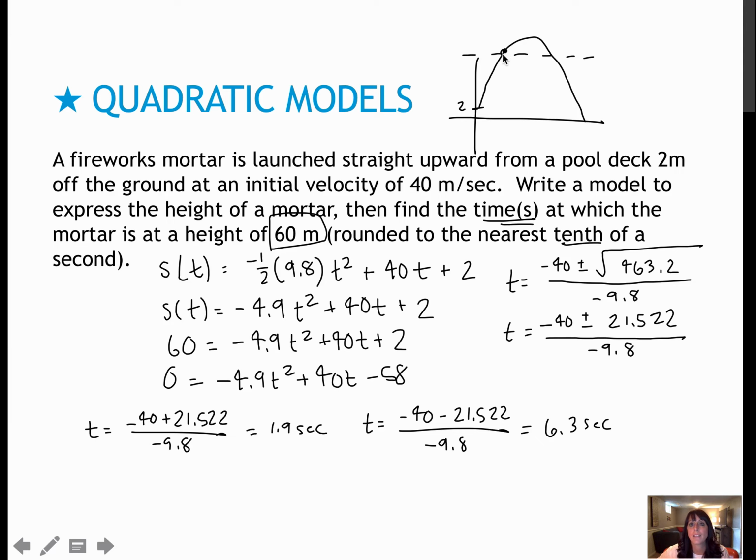So it would make sense that twice, once on the way up and once coming back down, the height would be 60 meters. Now obviously this is a firework, so we're assuming at some point up here, unless it's dead, that it actually did explode, and this one probably wouldn't make sense. But definitely that first one is at 1.9 seconds, and if it's a dud, it would also cross at 6.3 seconds.